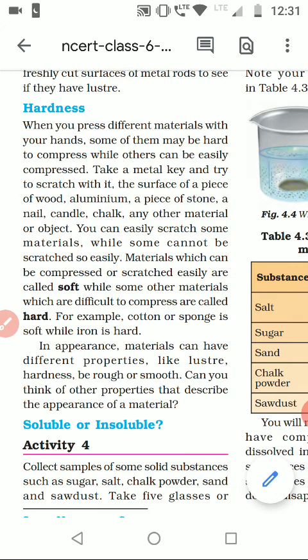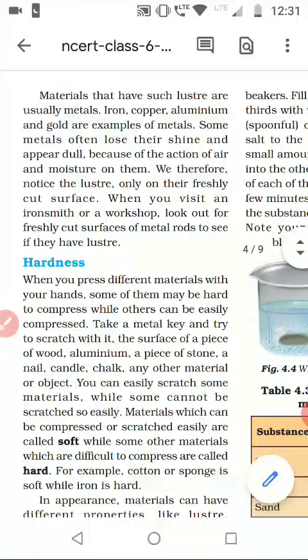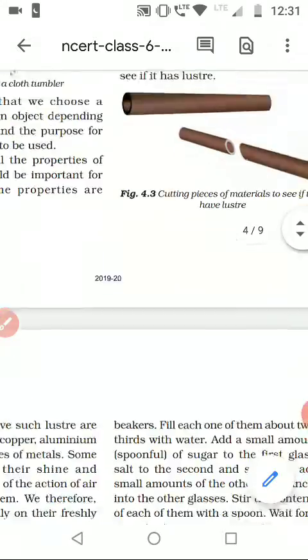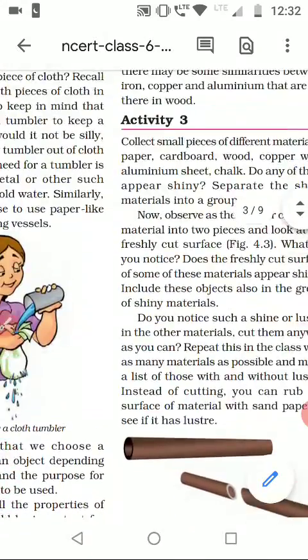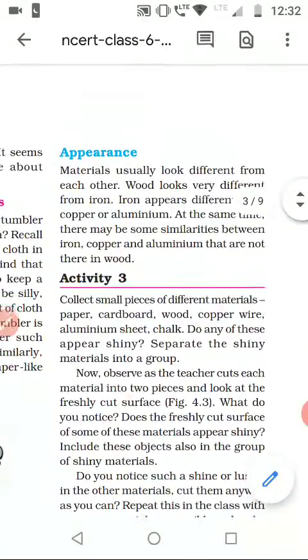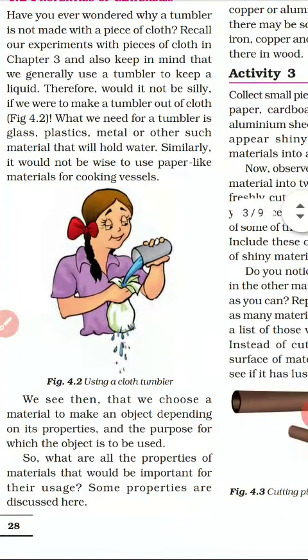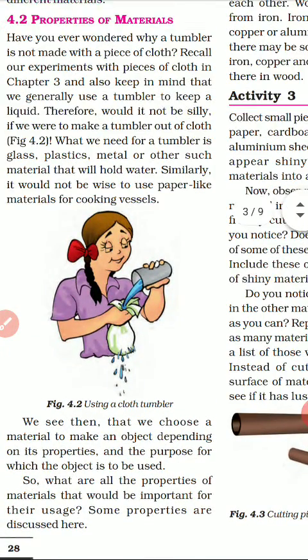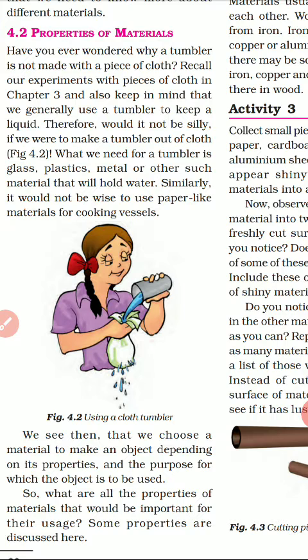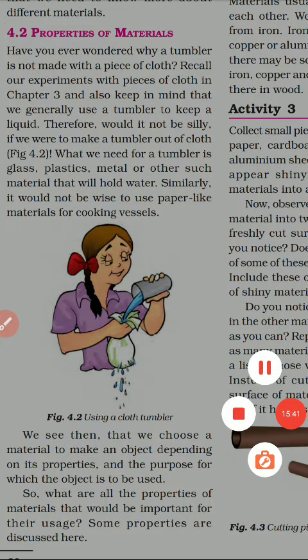So this way, whatever material is around you, you can understand the hardness and appearance of that, and you can analyze why that particular material is used for making that particular object, because it might have some property which is making it best for that purpose. I hope this topic of today, appearance and hardness, is clear to you.